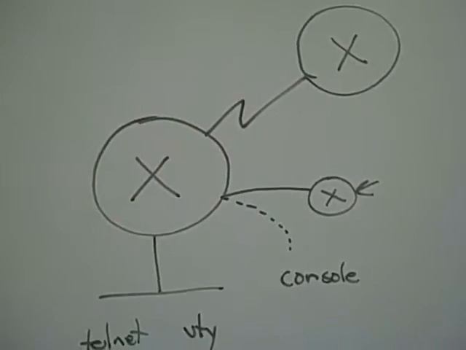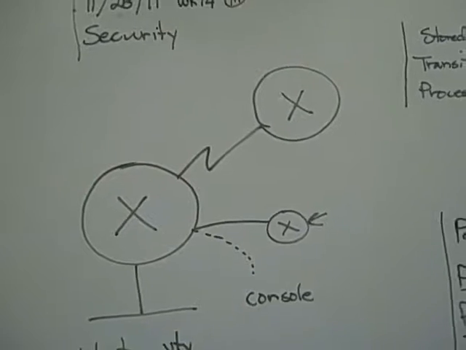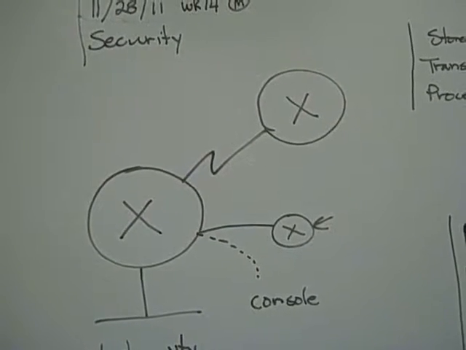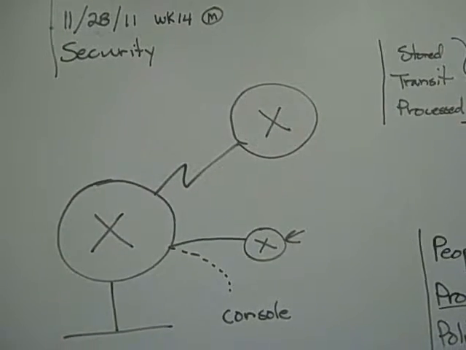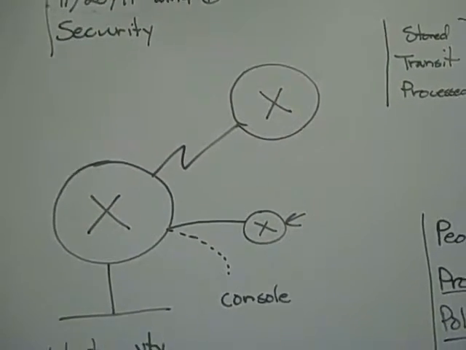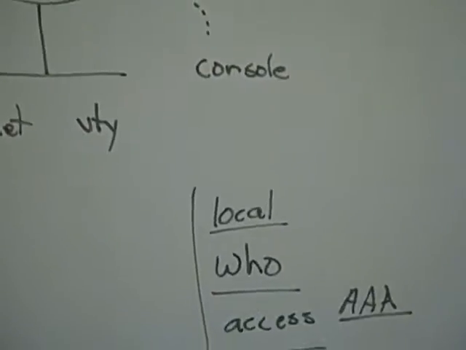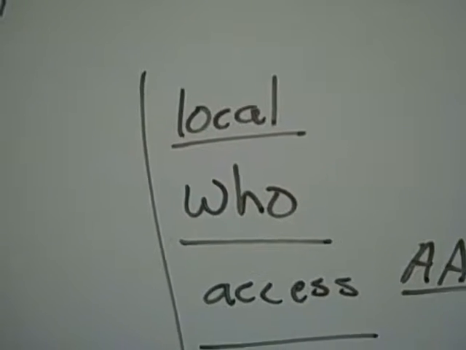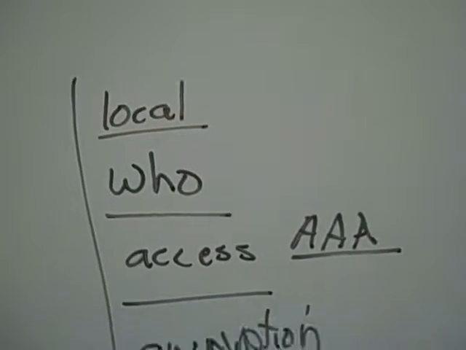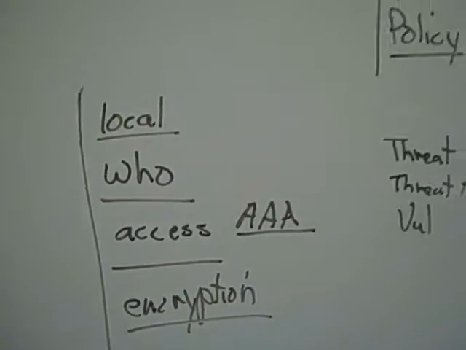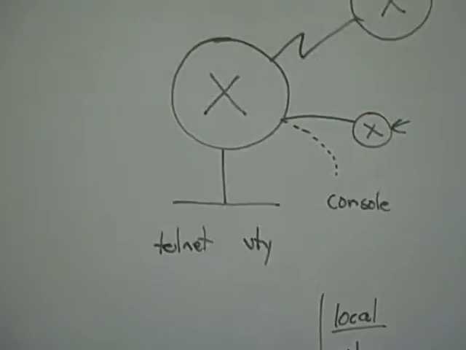We looked at routers and how we can secure routers. And we talked a little bit about that today. You know, the different ways we access the router. And we talked about the local database, who accesses it, how they access. We talked about AAA a little bit. We talked about encryption. And we got a good start on the lab, but we still have a long ways to go on the first lab.